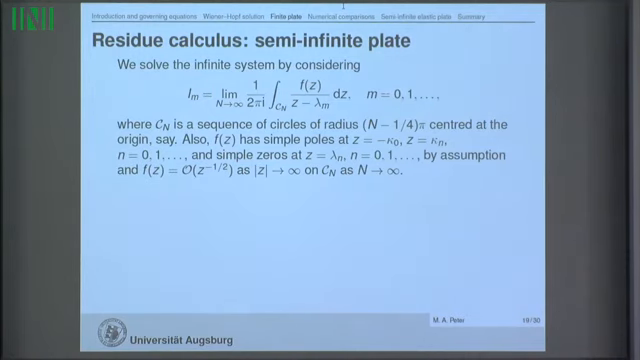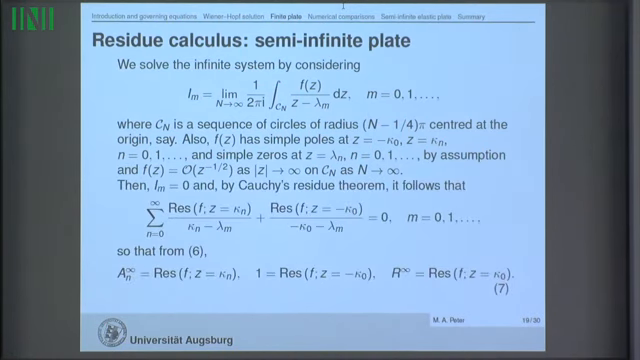If I look at these numbers here, Im, which are integrals over sequences of circles of this radius centered at the origin, so they become larger and larger and larger, and the function f is a function which has simple poles at minus kappa naught, and then all those kappa n's, those were the roots of the free surface wave dispersion relation. Then this goes to 0, and so I can say this thing is 0, but on the other hand I can compute these things by the residue theorem. And if I do that, then the equation I get is this thing here.